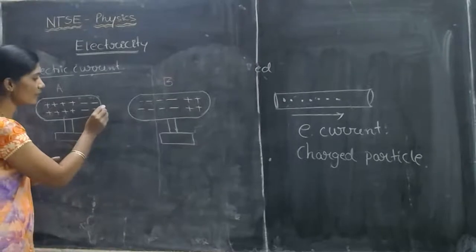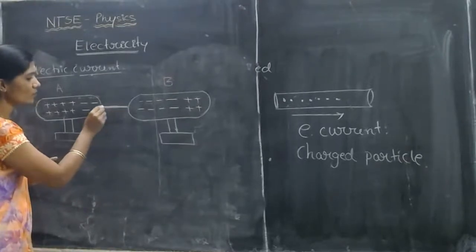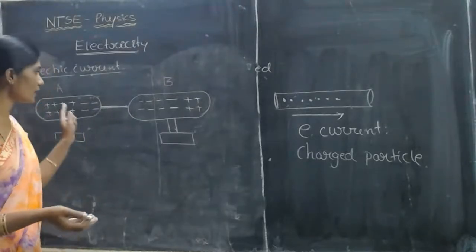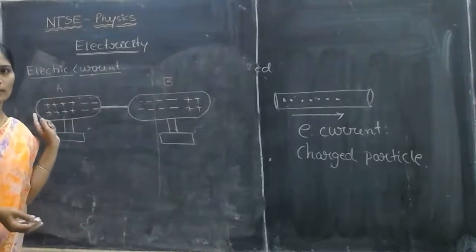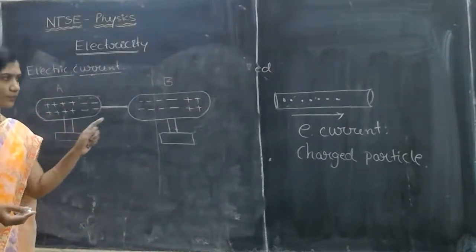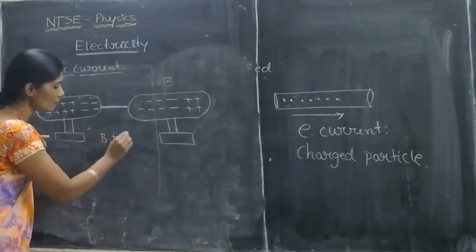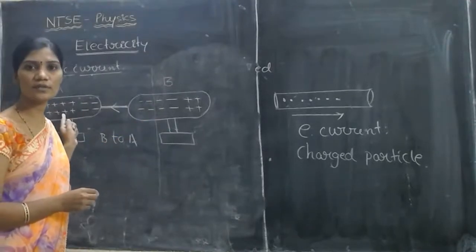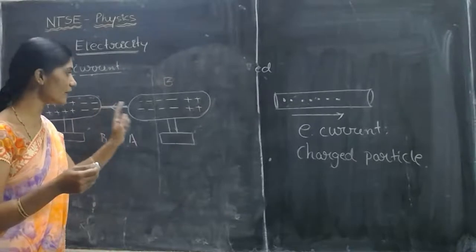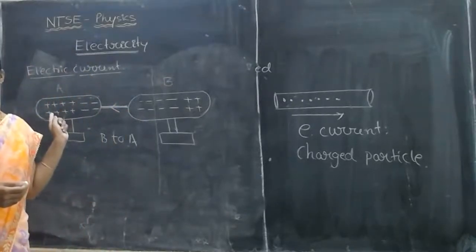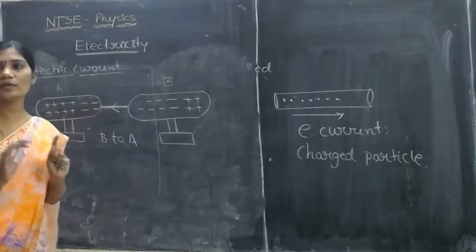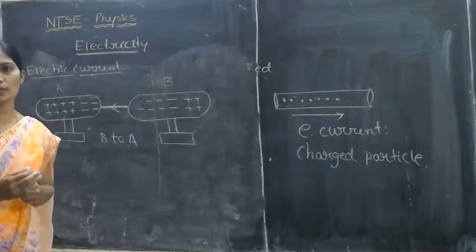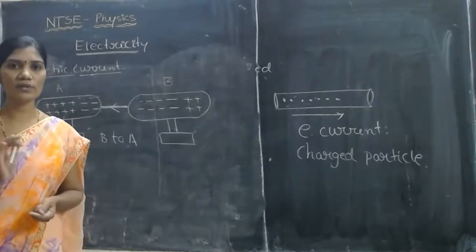If with the help of a metallic wire we connect these two, then what would happen? Electrons start to move. From where to where? Whether they move from A to B or B to A? They move from B to A, because B is an electron rich region and A is an electron deficient region. Always these electrons move from electron rich region to electron deficient region till both the potentials become equal. Means the number of electrons should become equal in both regions. Till that they move from B to A. Once the potential becomes equal, movement will stop.